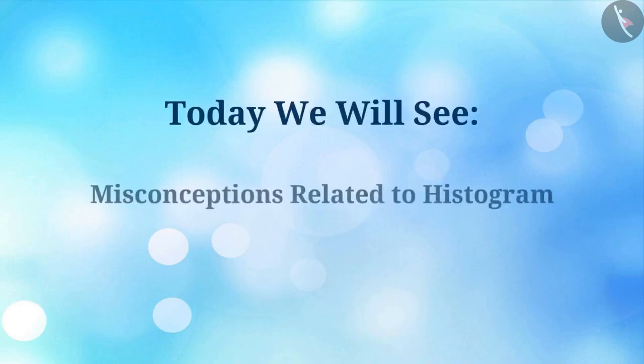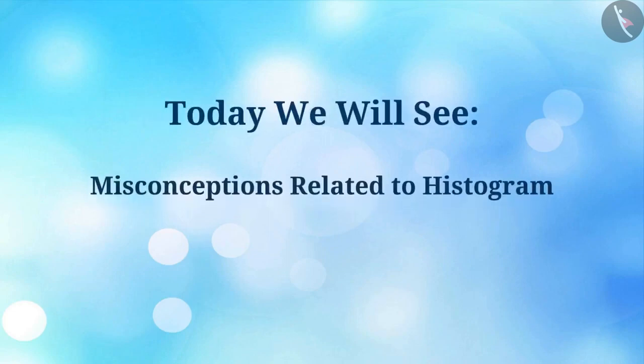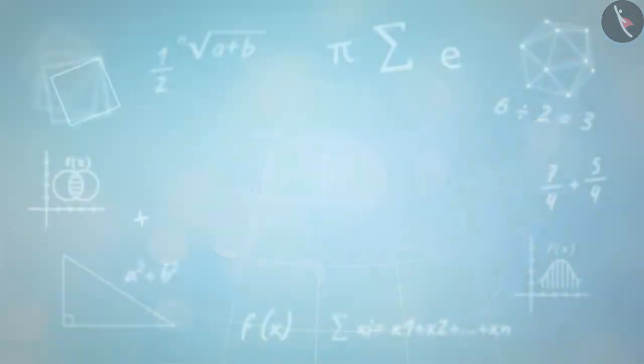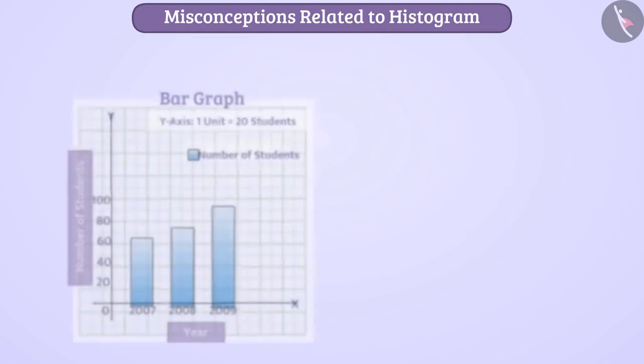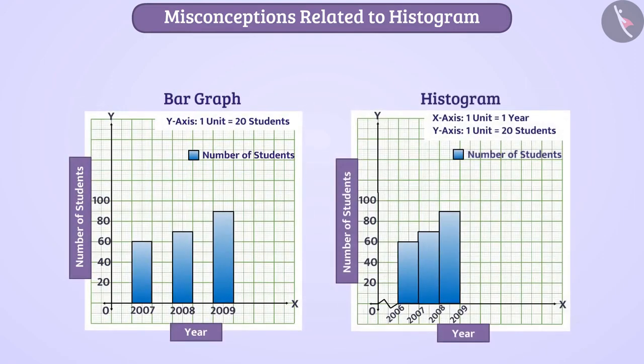Today we will see misconceptions related to histogram. Some students think that a bar graph and a histogram are the same. If they are asked to represent some information in a histogram, they make a bar graph. It is a misconception to think that bar graphs and histograms are same. Let's understand this.